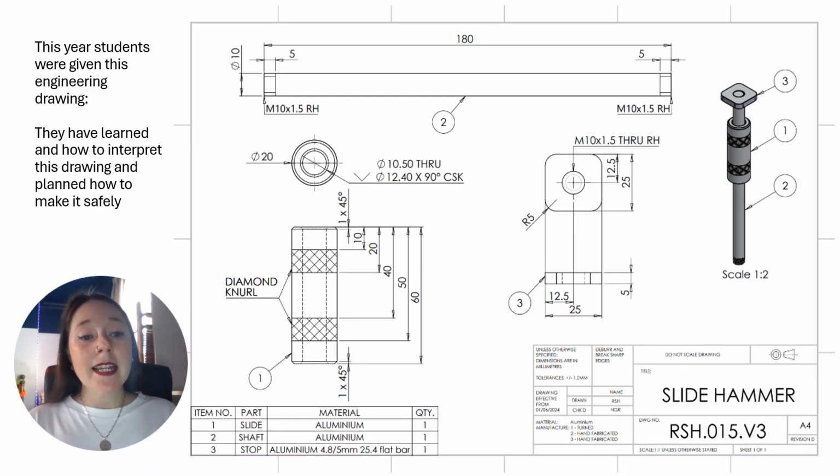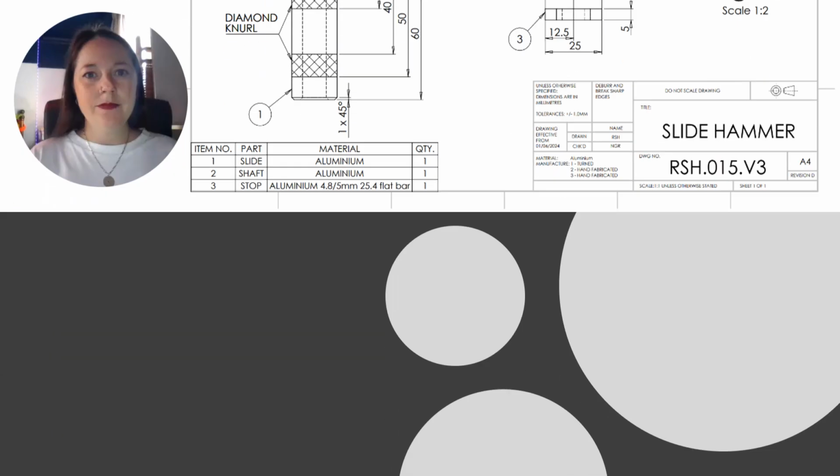So this is an example of the set assignment that students were given this year for this bit of coursework. So they've been given this engineering drawing. They've learned how to interpret this drawing and planned from this how to make it safely. Students have then gone on to manufacture the product. To do so, they've had to use a range of skills and tools.